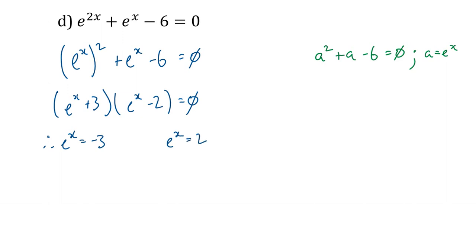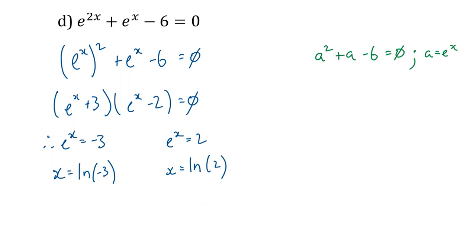Rewriting in exponential form, or sorry, in logarithmic form, that means x equals the ln. So base stays the same. It was base e here. So it's still base e, log base e, which is ln of negative 3. And x equals ln, again, base stays the same, of 2.